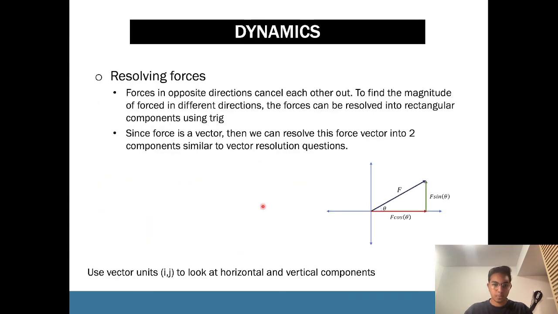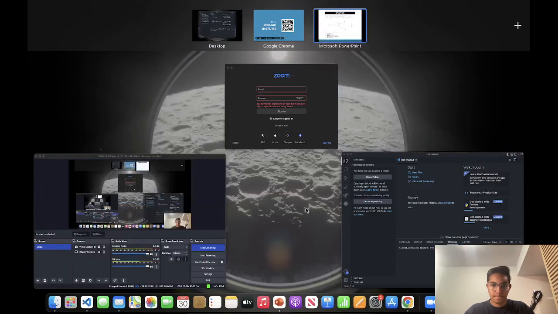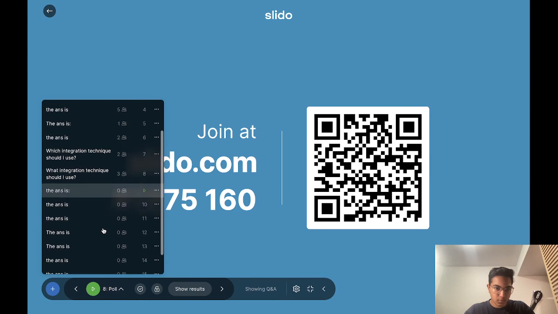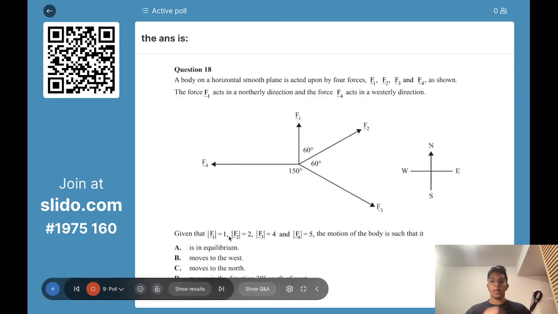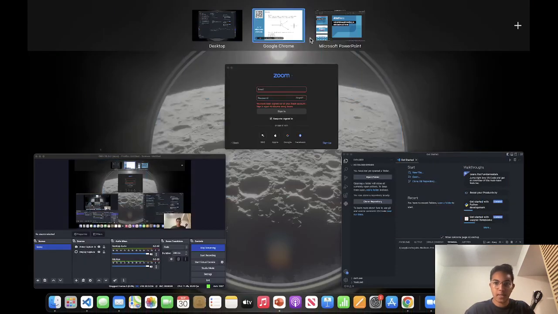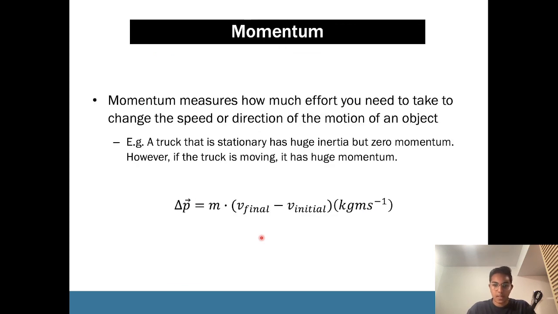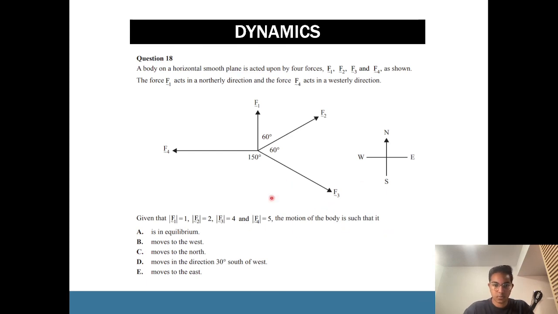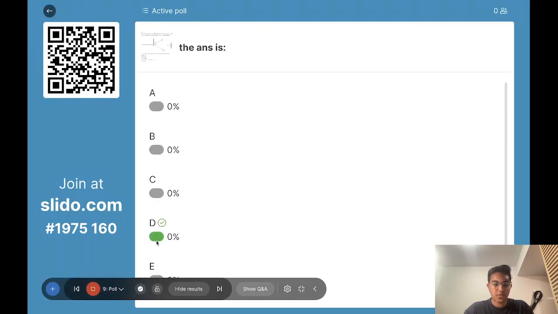Cool. One thing I can get you guys to do is have a go at this multiple choice. I'll start the poll for that as well. This is the last question that we'll do today. And then I'll run through some tips and tricks for the exam. Okie dokie. Oh, okay. I don't think this one has a solution, which is kind of weird. So for this one, the answer was D.